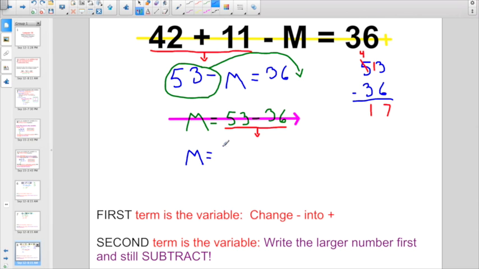M equals 17. And again, if you don't believe me, 42 plus 11 minus 17 is going to equal 36.